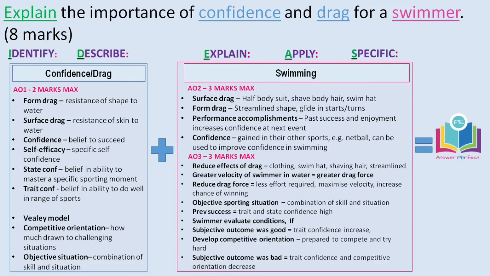What do you know? Then AO2, application. Specific. How do you apply it specifically to the focus area of the question? In this case was swimming. Then your AO3, and analyse it. Now this question was explained, so you need to say how and why confidence and drag are important for a swimmer. Okay. Now remember, for an 8-mark question, AO1 is worth 2 marks maximum, AO2 is worth 3 and AO3 is also worth 3 marks maximum.